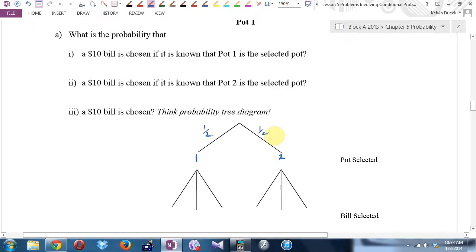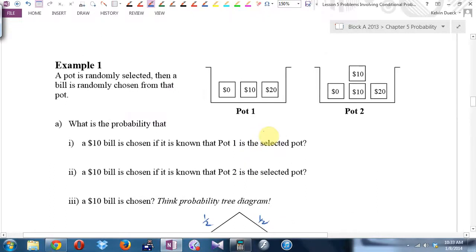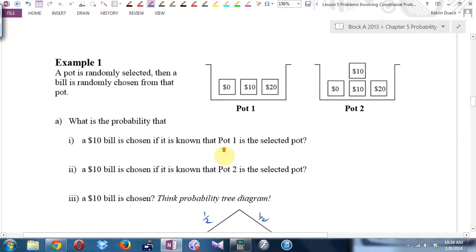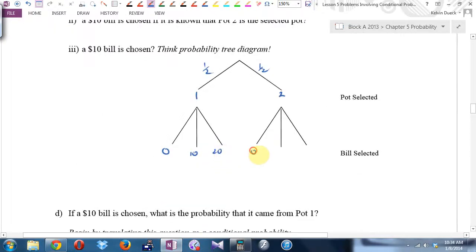All right, what are the possibilities in pot one? I can get a 0, a 10, or a 20. What are the possibilities in pot two? I can get a 0, a 10, or a 20. In pot one, what's the probability of getting a 0? 1 out of 3, 1 out of 3, and 1 out of 3. What are my branches going to look like for pot two? 1 out of 4, 2 out of 4, 1 out of 4. I've got my tree.